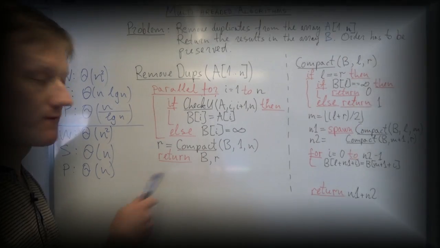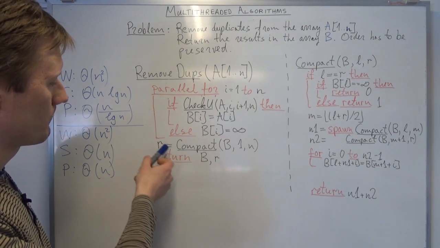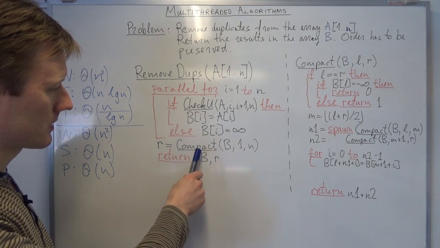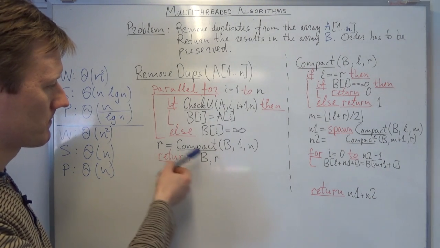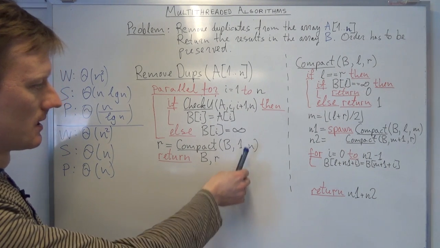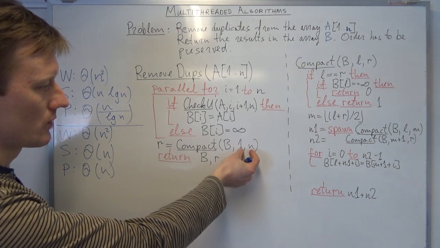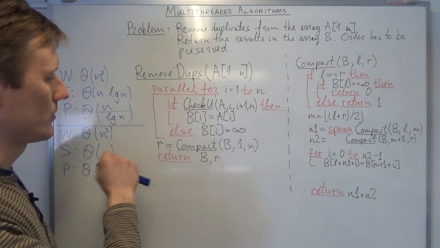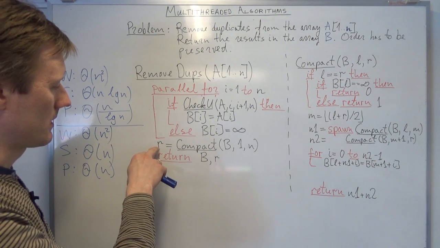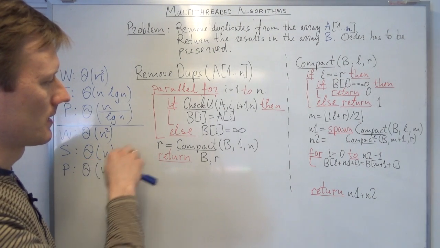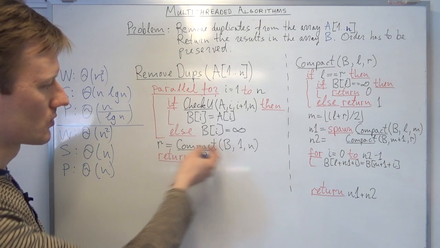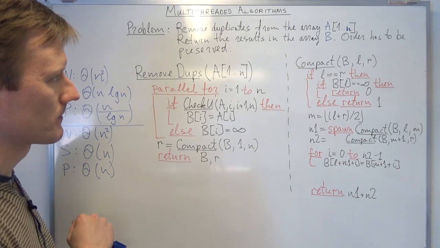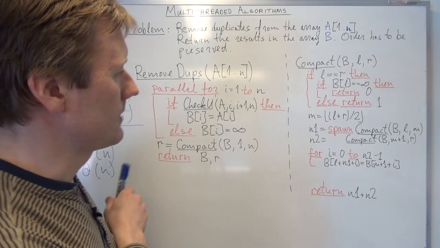Here is a version of the algorithm where I replaced this loop with a call to a recursive procedure called compact, that compacts array B, more specifically compacts the range of the array B starting from index 1 and ending with index n, and it returns the number of elements in that array. So it removes the elements that are equal to infinity and returns the number of elements that are not equal to infinity. So how do we make this a divide and conquer algorithm?